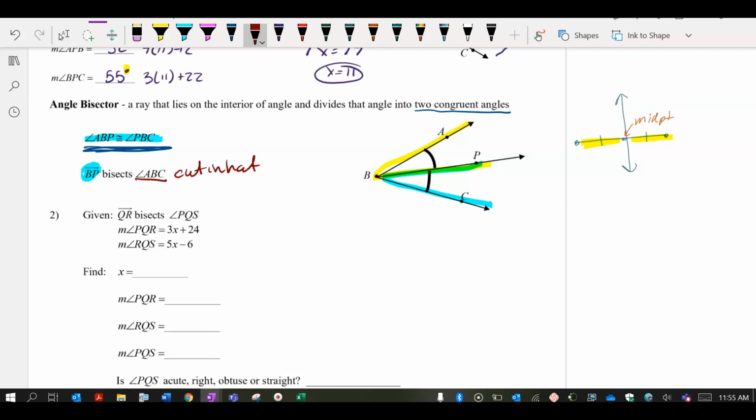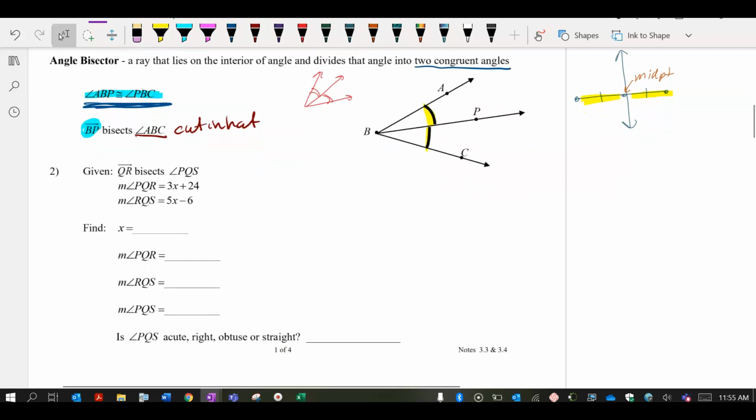Okay, so this ray here, BP, is cutting it in half. And you'll see here in black, there are these little arches. These arches are the tick marks that tell us what is congruent. Now, sometimes we might have an angle, for example, that'll be something like this, where it'll have 2 tick marks. And that's okay. It's just showing that those two angles have the same identifier to show that they are congruent.